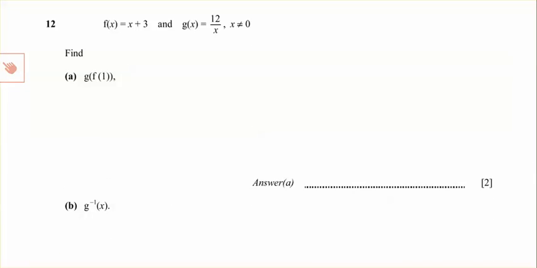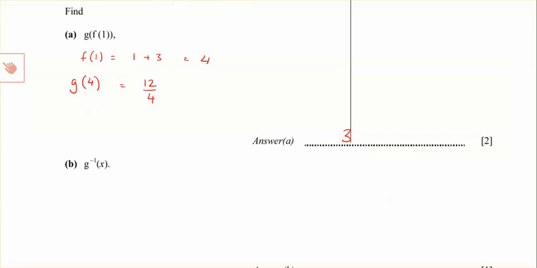Okay, definitely some issues here as well. gf of 1. Simplest way: just put 1 into x plus 3. So f of 1 equals 1 plus 3, which equals 4. Then you do g of 4. So that is 12 divided by 4, which is 3. That's your answer. The easiest way to do it. It didn't ask for gf of x. So some of you have tried to work out gf of x, and there's no need. Right? Okay.